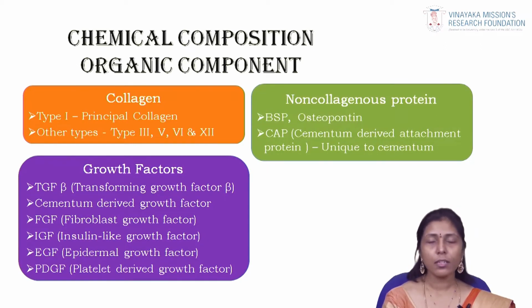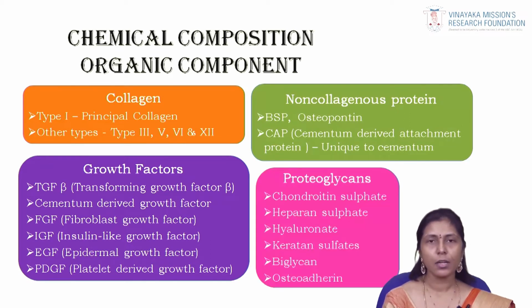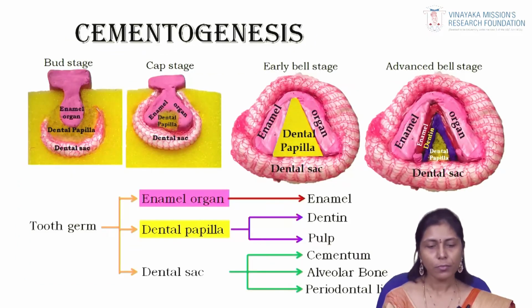Next, coming to growth factors: transforming growth factor beta, cementum derived growth factor, fibroblast growth factor, epidermal growth factor, platelet derived growth factor, insulin like growth factor. All these growth factors are present within the cementum. Next, proteoglycans. Proteoglycans present in cementum are chondroitin sulfate, heparan sulfate, keratan sulfate, hyaluronate, biglycan, osteoadherin. All these proteoglycans are present similar to bone.